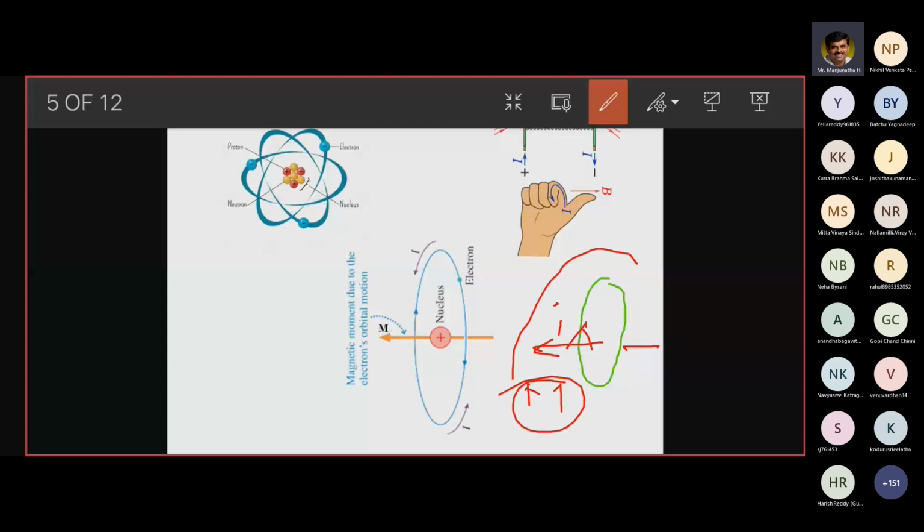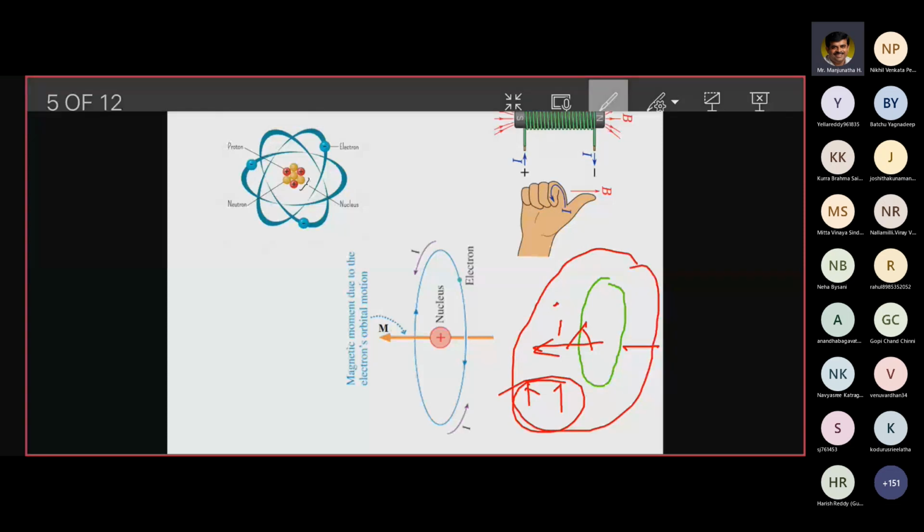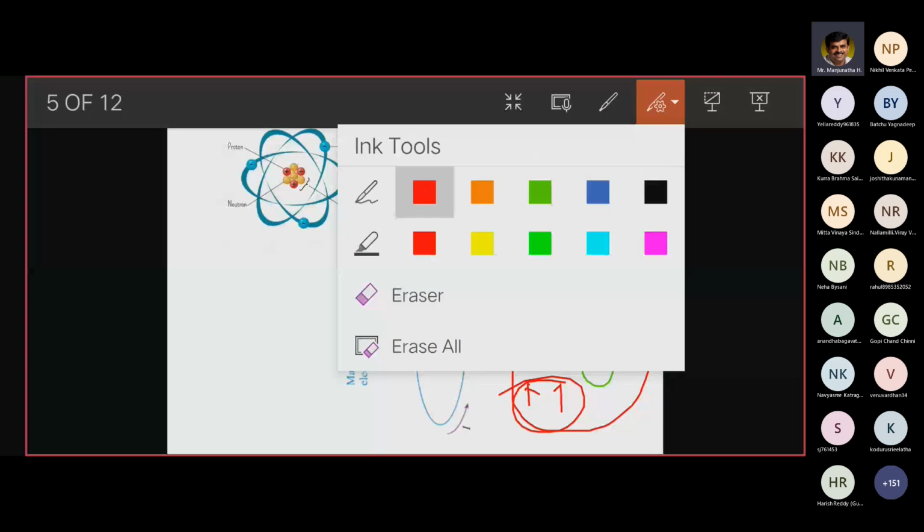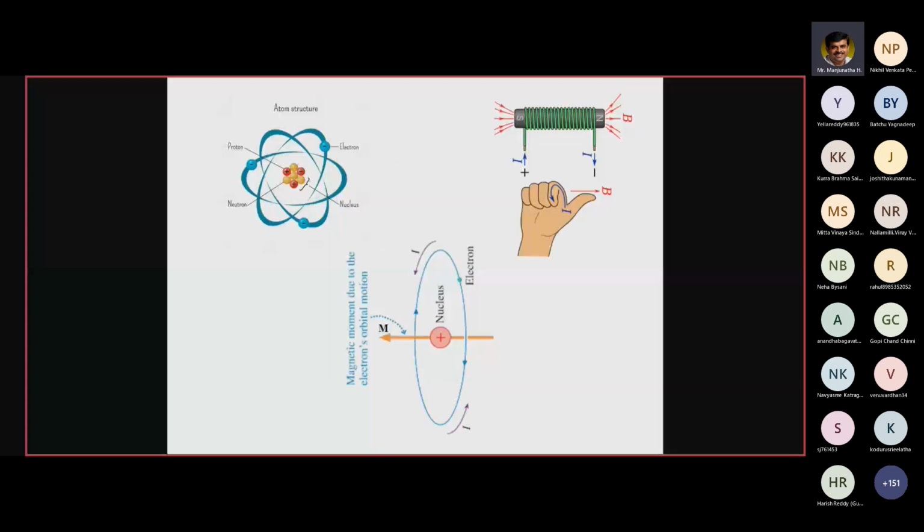See, whenever you talk about electron, you know that. Just a minute. There is some lag, students. No issue. There is some lag between my screen and voice.